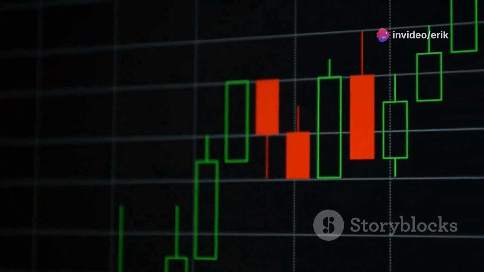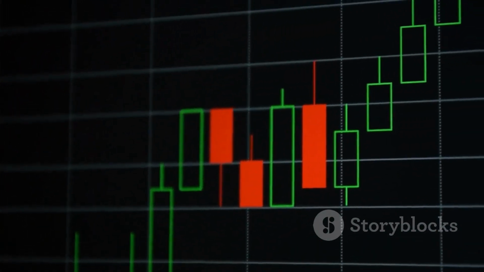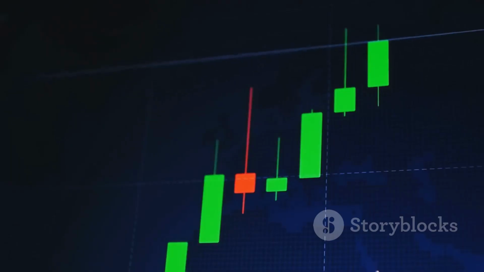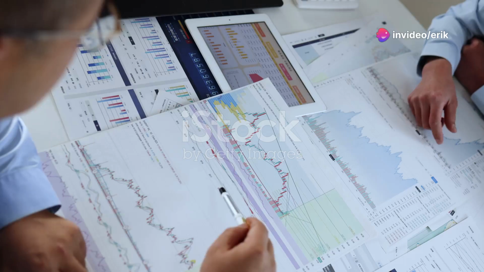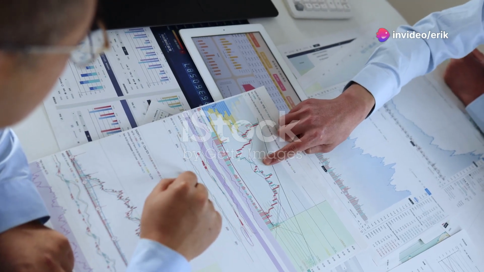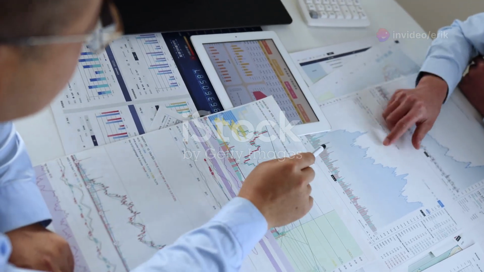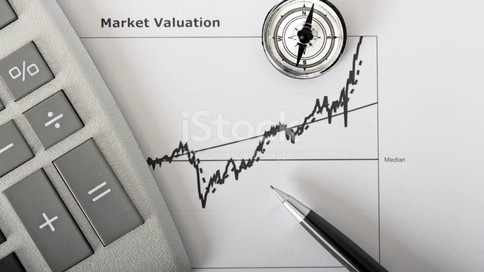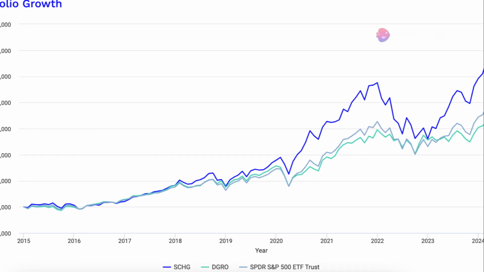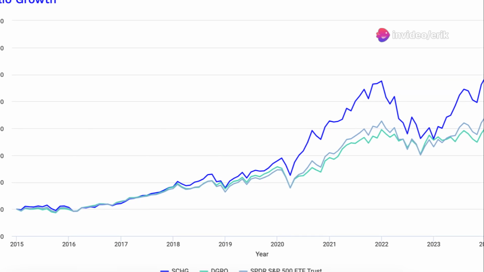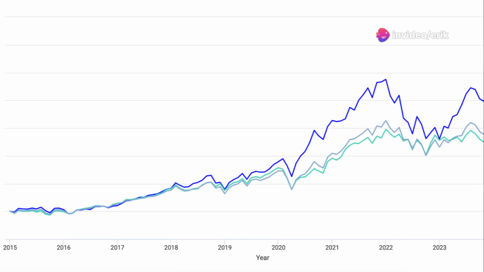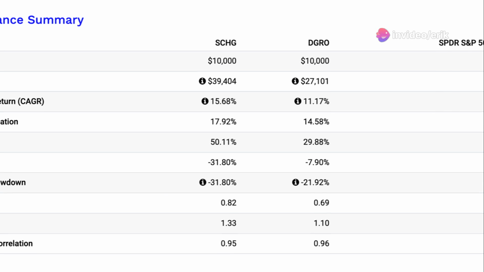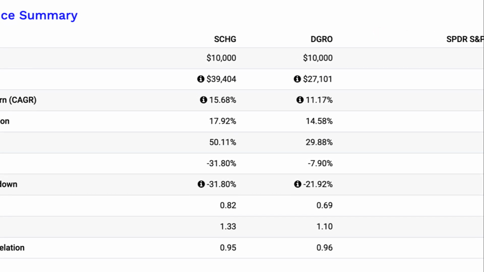SCHG, or Schwab U.S. Large Cap Growth ETF, is a fund that targets high-growth potential companies in the U.S. market. With its low expense ratio of 0.04% and a modest dividend yield of 0.4%, SCHG is designed for investors looking to grow their portfolio to a critical mass. It's a thrilling ride, with its best year seeing a 50.11% increase, though it does come with the risk of significant drops, as seen in its worst year with a negative 31.8%.